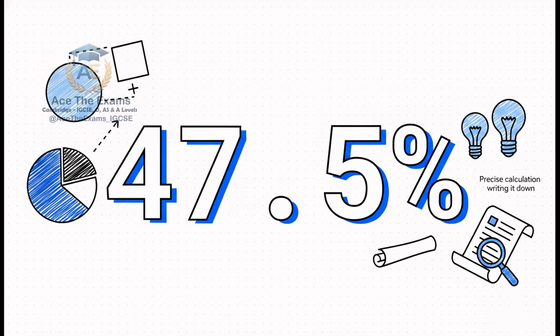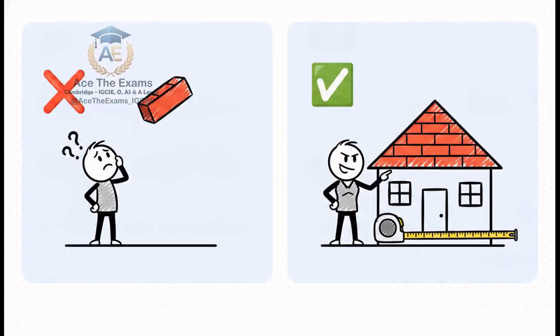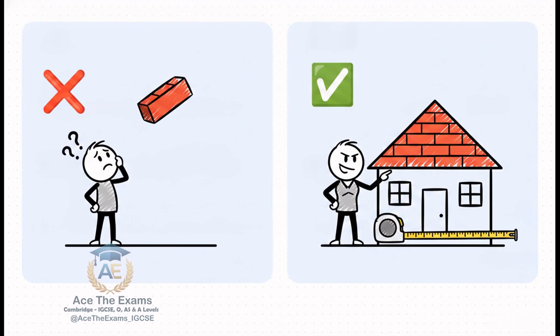But wait, having the number is only half the battle. How you actually write it down on the page changes everything. Check out this comparison to see how this builds your final score. Spot the error on the left.